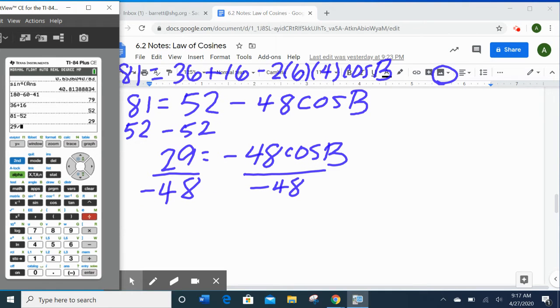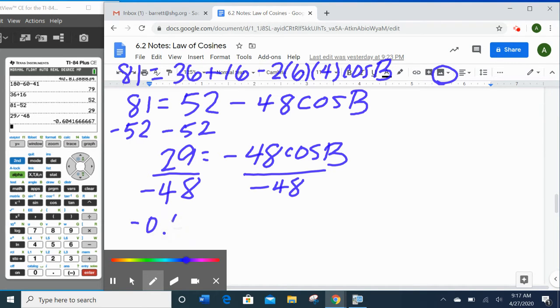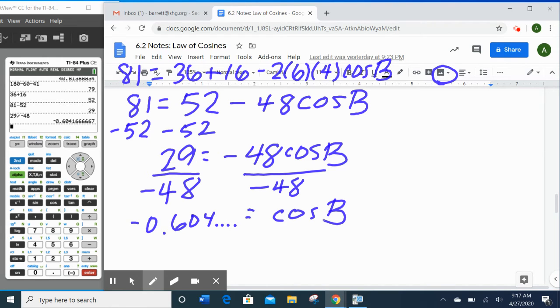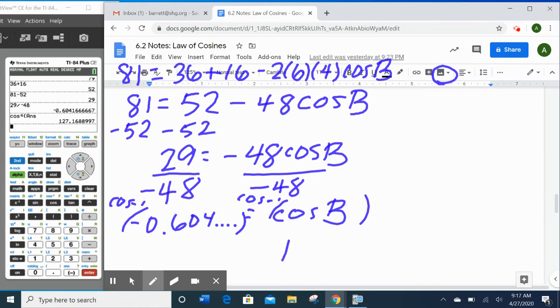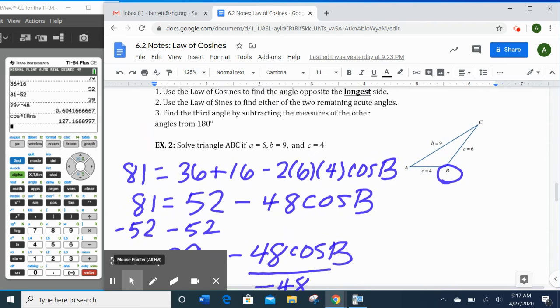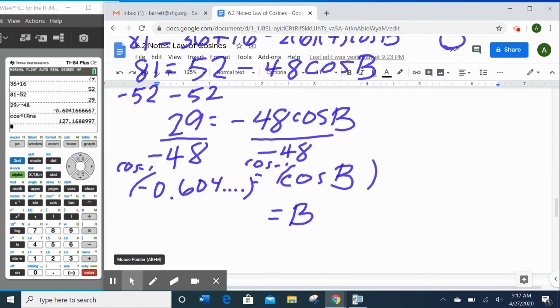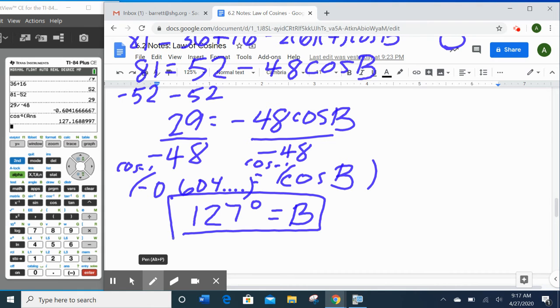So I'm going to take 29 divided by negative 48, and I'm not going to round yet. Equals the cosine of B. And so in order to get B by itself in this case, I'm going to take the cosine inverse. So when I take second cosine of the answer, it's going to tell me that B, does it tell me to round to the nearest whole number? It doesn't tell me. Let's see what we did last time. We rounded angles to the nearest whole number, so this is 127 degrees. So we found that angle B was 127 degrees.